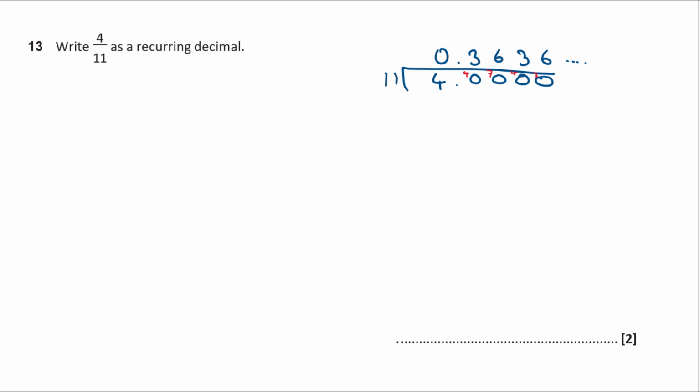So what is it as a recurring decimal? It's 0.36 with a dot on the 3 and a dot on the 6, because it's kind of repeating every two blocks like that, isn't it? So it's 3, 6, 3, 6, 3, 6. So we have to put a dot on the first number and the last number of the repeating part of the pattern.